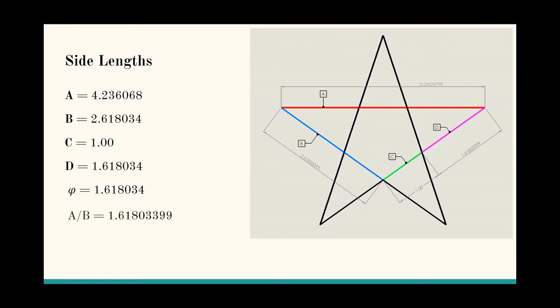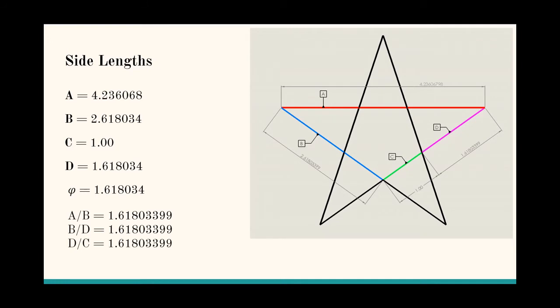If we take the ratio between sides A and B, we notice that that is equal to phi. So now let's look at the ratio between B and D. That's also equal to phi. And the ratio between D and C is also equal to phi, which is quite interesting.